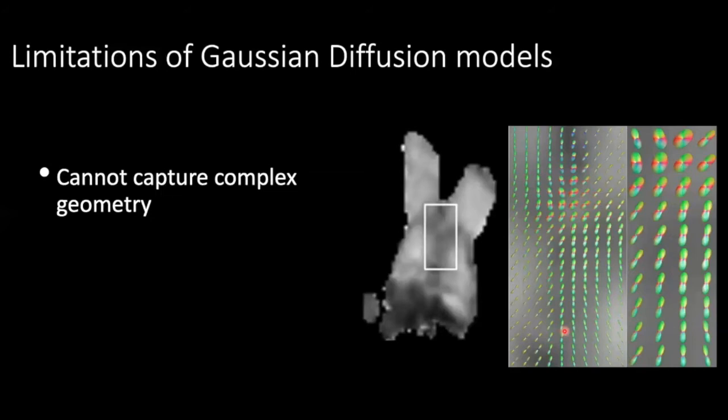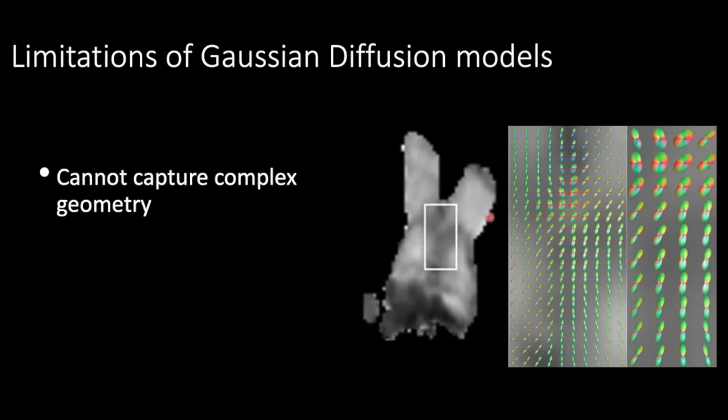Now, those models are 20 plus years old, the diffusion tensor model is. And since that time, it's been noted that there are a number of limitations with that model that if we can overcome, we can have a better characterization of tissue and get at that sensitive, but not specific question, right? So the first limitation is that it cannot capture complex geometry.